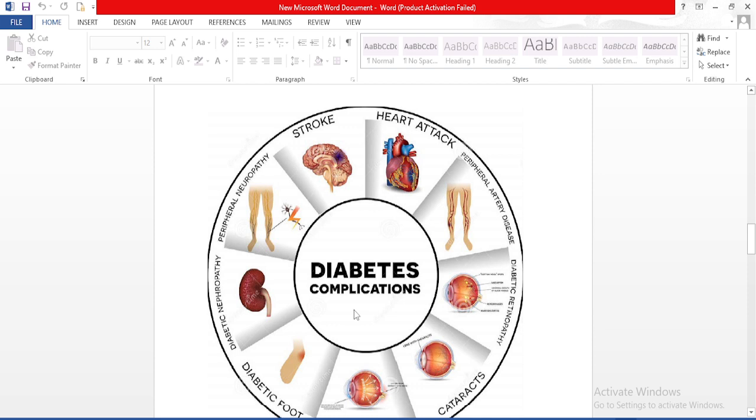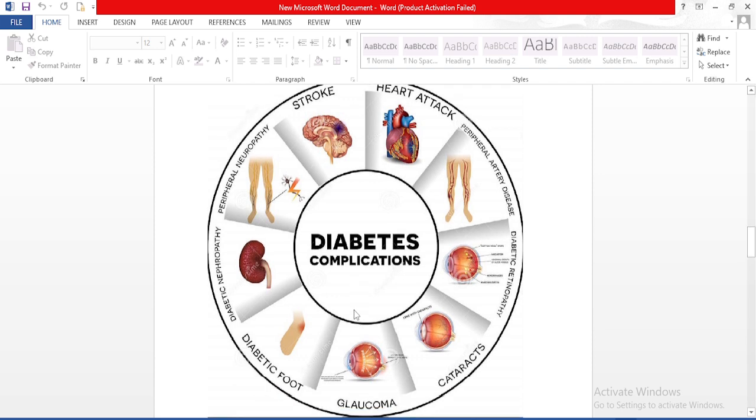So if we check this image, we get to know most of the common types of complications due to diabetes. If we come from here, due to diabetes, the patient may have heart attack, peripheral artery disease, usually we will call it PVD. Next one is diabetic retinopathy and cataracts, glaucoma, diabetic foot ulcers, diabetic kidney complications, peripheral neuropathy. This is peripheral artery disease. This is peripheral neuropathy. Neuropathy means related to the nervous system.